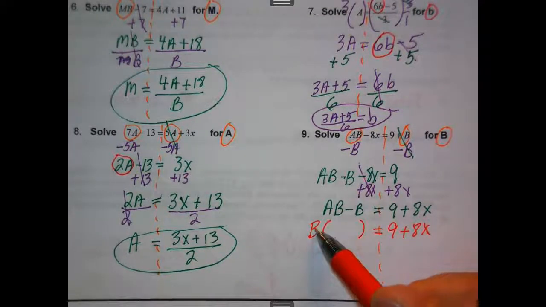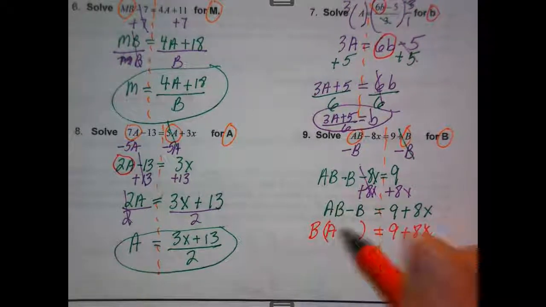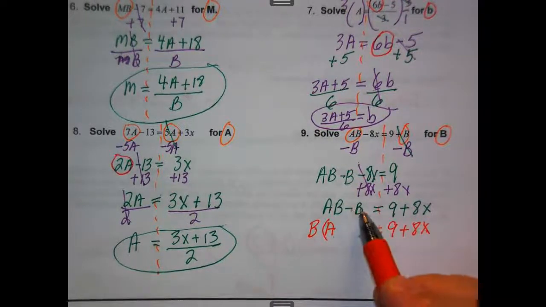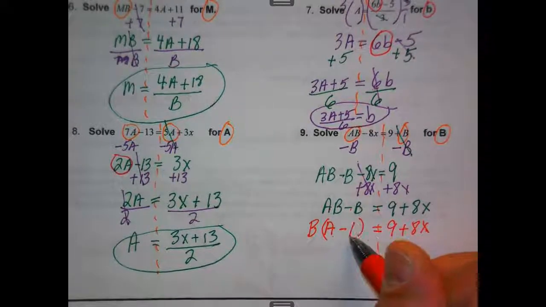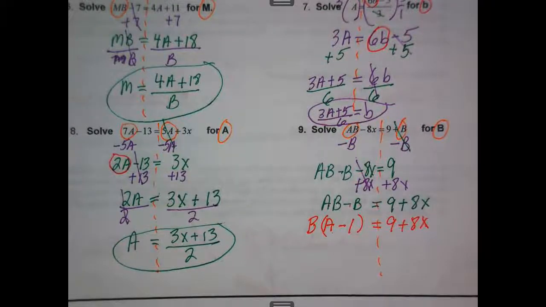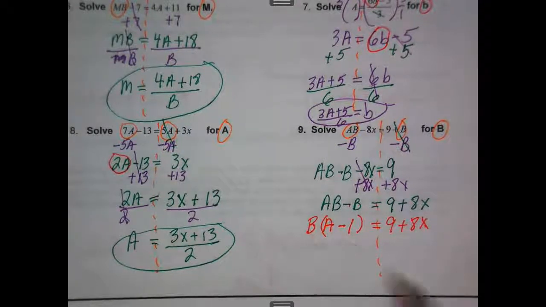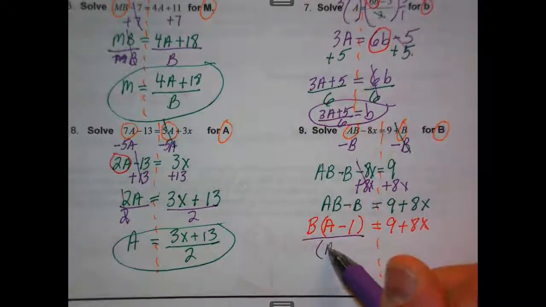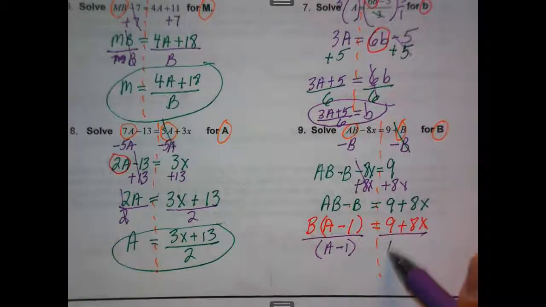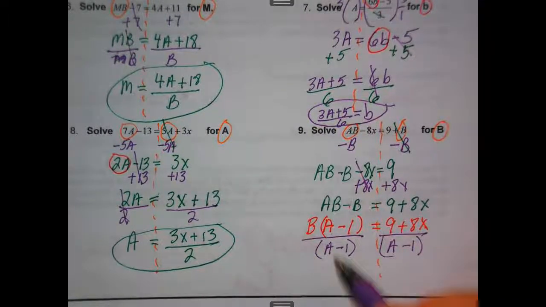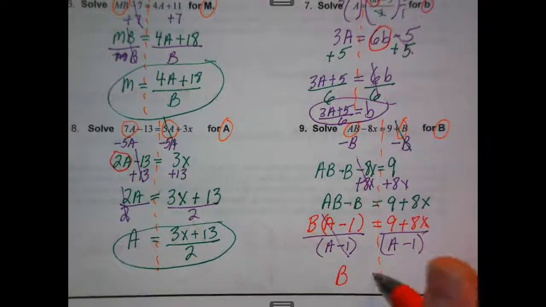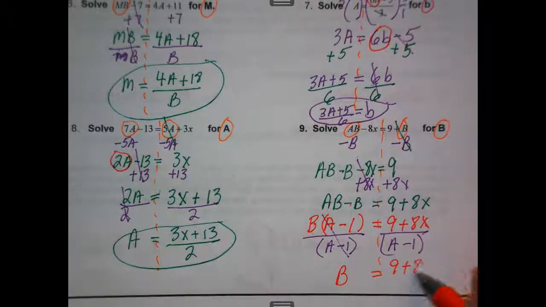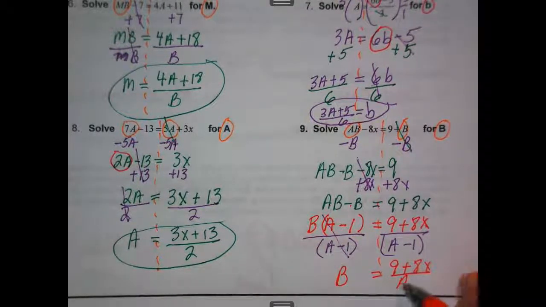ab divided by b is a. Negative b divided by b, anything over itself, is 1. Now we have a multiplication problem, so we're going to just divide by everything we don't want. These cancel. So I get b equals 9 plus 8x, all over a minus 1.